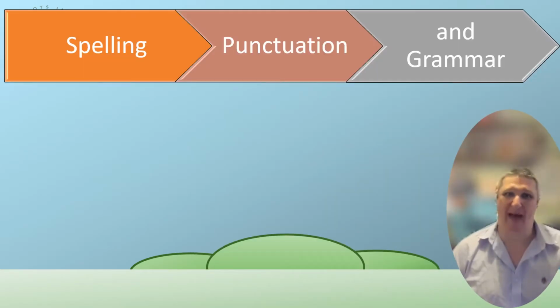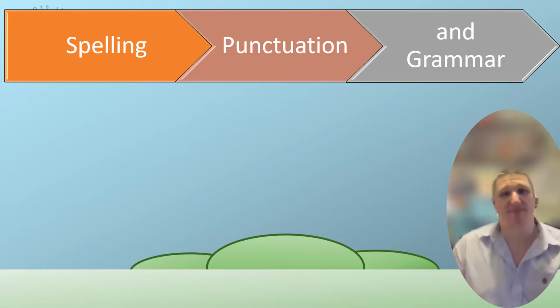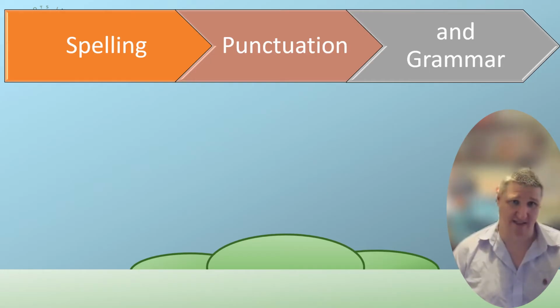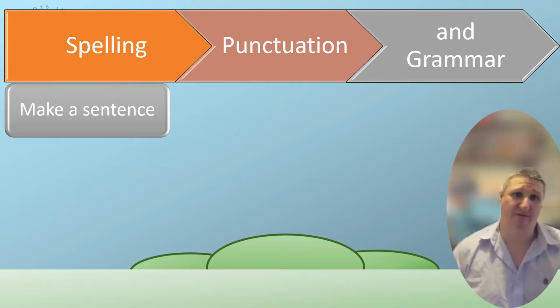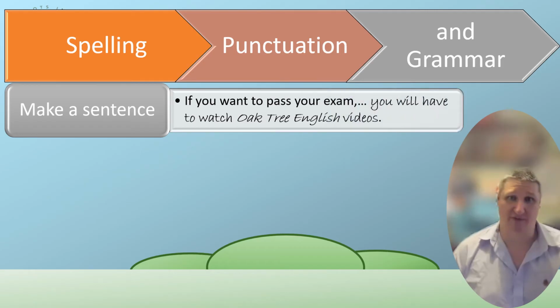First, we have the SPAG part of the exam. SPAG stands for Spelling, Punctuation and Grammar. These are tested in 4 or 5 activities. First, you will have the first clause of a sentence, often a conditional sentence. You will have to provide the second clause. For example, if you want to pass the exam, you will have to watch Oak Tree English videos. So you would be given, if you want to pass the exam, you would fill in, you will have to watch Oak Tree English videos.